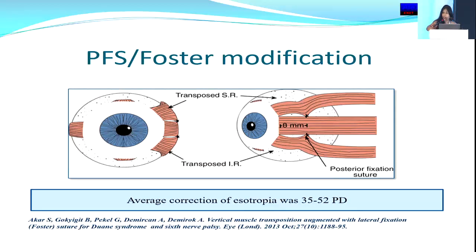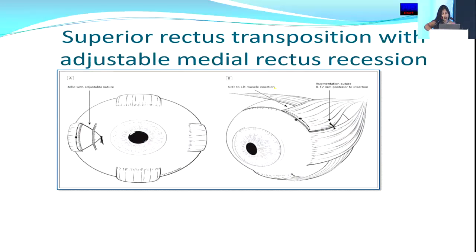You can modify or augment your transposition surgeries with the help of a posterior fixation suture, again depending on the amount of deviation and the amount of correction that you need post-operatively. More and more nowadays, single muscle transposition surgery is gaining popularity. You may choose to do it with an adjustable medial rectus recession, or you may choose to do simply a transposition surgery, again depending on your deviation.